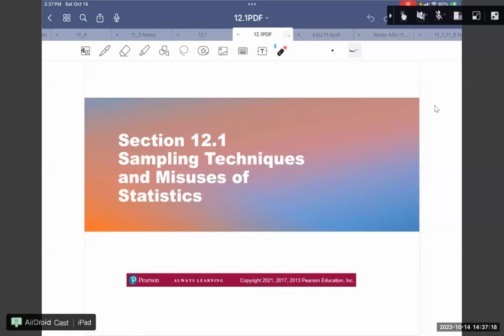Hi everybody, hi everyone. So today we go on to chapter 12, section 12.1, sampling techniques and measures of statistics.